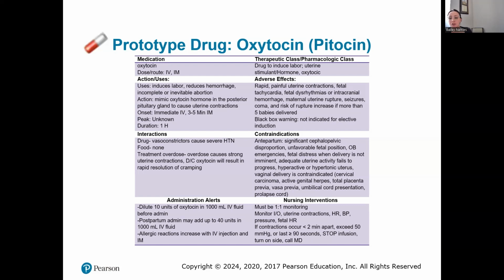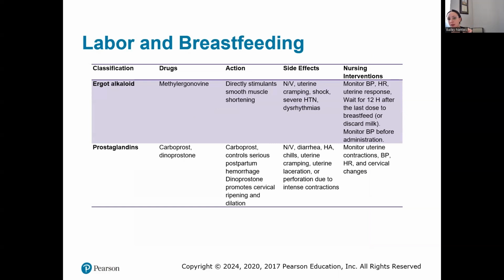If contractions occur less than 2 minutes apart, so 90 seconds apart, less than 2 minutes, okay? Less than 2 minutes apart, exceed 50 millimeters of mercury, which means it's a very strong contraction, or if they last longer than 90 seconds, stop the infusion, turn them on their side, usually the left, call the doctor. It's too much, okay? You've had too much oxytocin. It's an emergency. We have to stop the oxytocin, okay? So that is oxytocin. There are other medications given during labor.